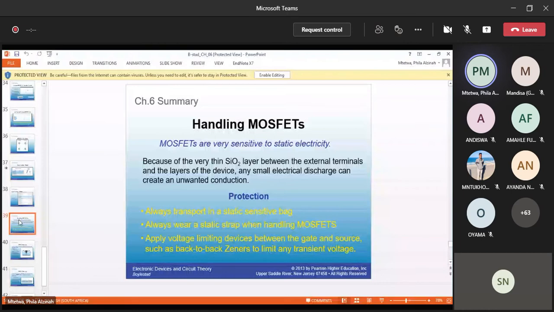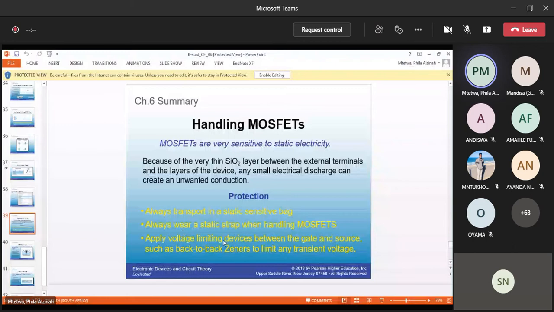MOSFETs are very sensitive to static electricity because of the very thin silicon dioxide layer between the external terminals and the layers of the device. Any small electrical discharge can create an unwanted conduction. So for protection, always transport in a static sensitive bag. Always wear a static strap when handling MOSFETs. Apply voltage limiting devices between the gate and the source, such as back-to-back Zeners.